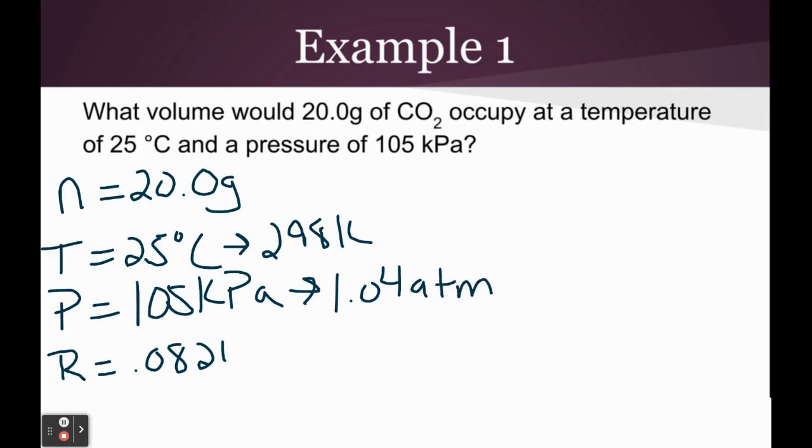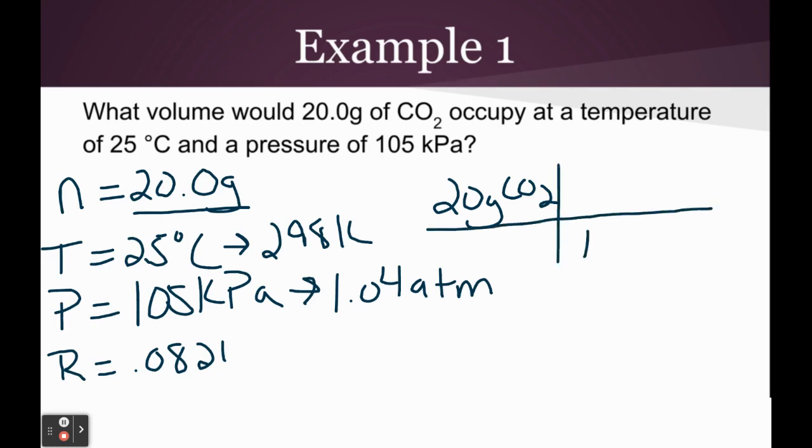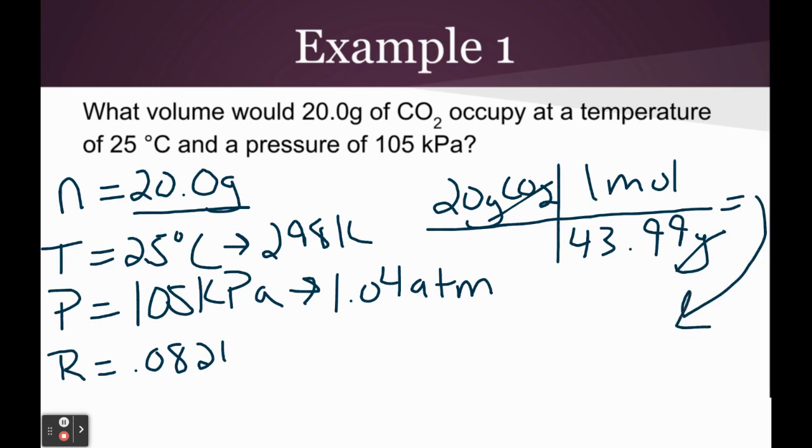And here is where the stoichiometry comes in. We have grams, and n stands for moles, so we need to first convert our grams into moles. So do 20 grams of CO2, and the molar mass is 43.99 grams in 1 mole. So grams cancels out and we have moles, and that gives us 0.455 moles of CO2. So now all of our variables are in their correct units.